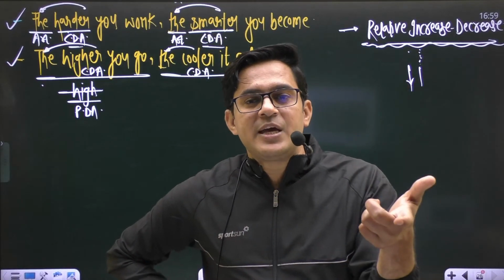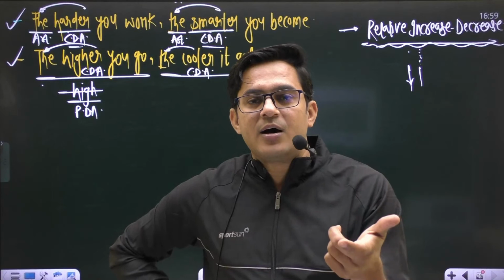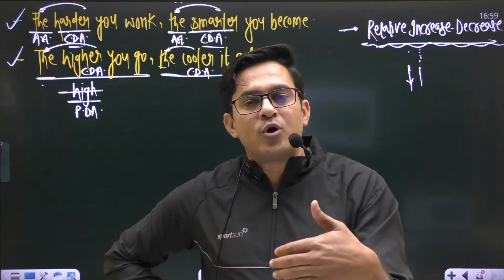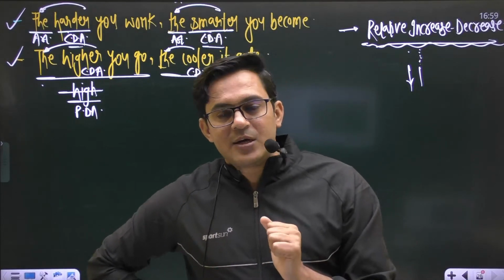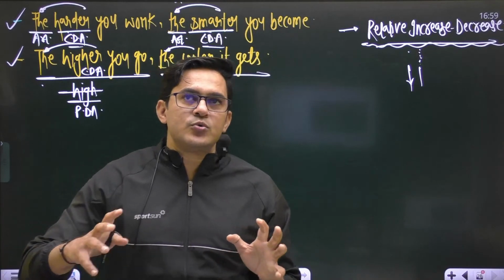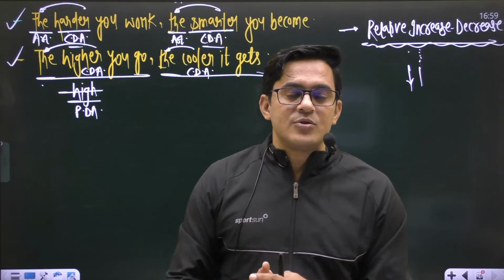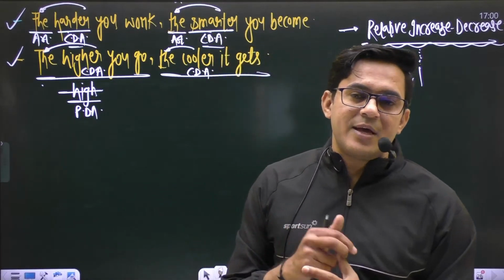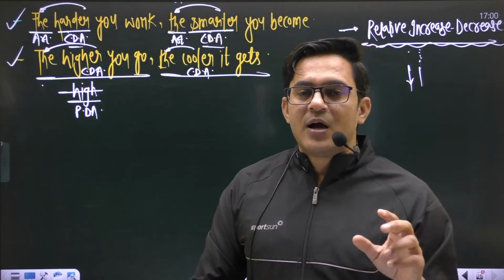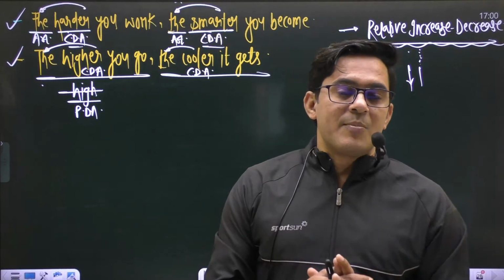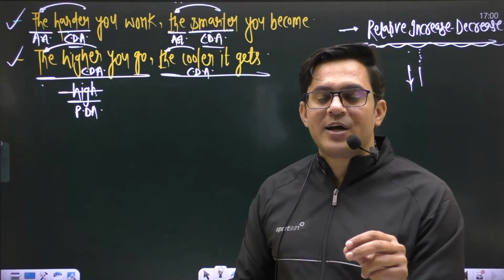The prettier she became, the more her sisters hated her, right? From the chapter Cinderella. Okay, the prettier she became, the more her sisters hated her, right? This is also the case of relative increase decrease, right? The more you think about it, the worse it will become. So all these are examples of relative increase decrease. The concept you know very well. Article the is used before comparative degree in case of selection and relative increase decrease. I hope you are getting my point.